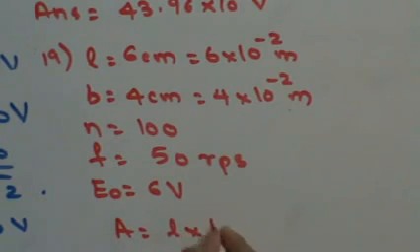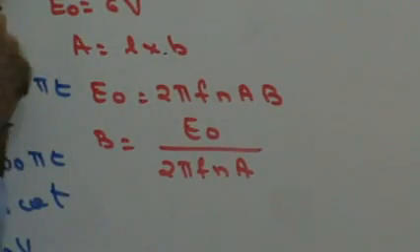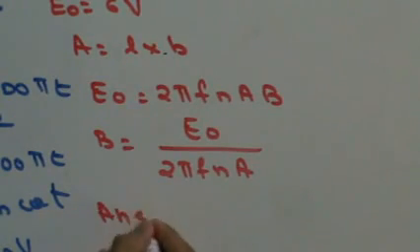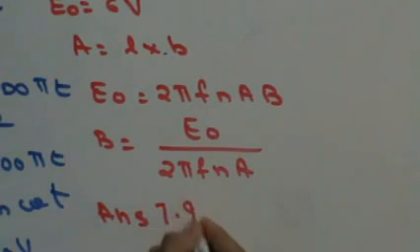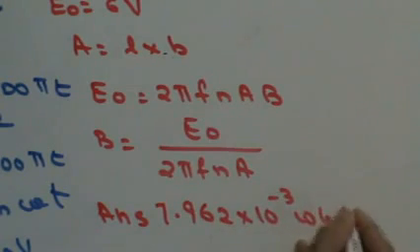First of all, I can find out area. Area is nothing but length into breadth, right? Once I have this, same formula, E0 is equal to 2 pi f NAB. They've asked me to find out B, so I can say B is equal to E0 upon 2 pi f N A. A I know, f, N, E0 I know. All the values I know, I should be able to get the answer for B. Answer for this sum should be 7.962 into 10 raised to minus 3 Webers per meter square. Next sum.